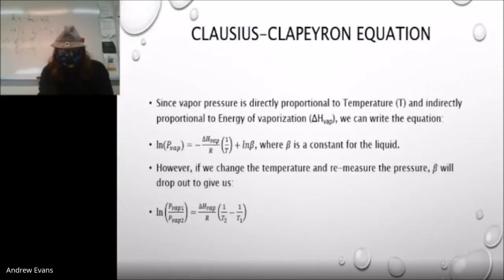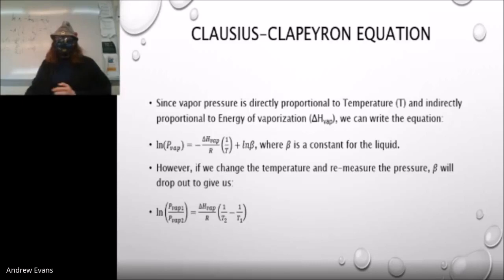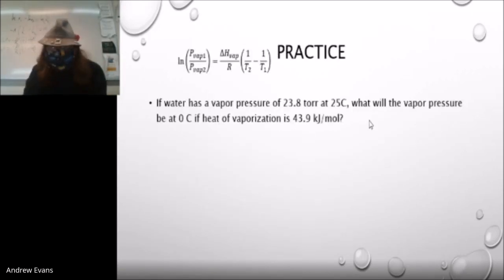Please note, if we look at this equation, we have to watch our units. That enthalpy of vaporization is typically in kilojoules, while our gas constant is 8.314 joules per mole Kelvin. If we forget to convert those, that could lead to some problems later on. So let's take a look at an actual practice problem.